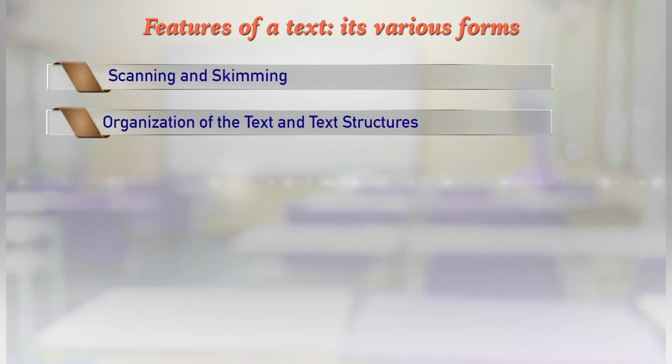We'll also learn about scanning and skimming and how organization of a text works, and also about text structures. We know that all kinds of texts, written or spoken, primarily entail discovering and evaluating information. However, the written word is seminally different from the spoken word. Brown, in his book Teaching by Principles: An Interactive Approach to Language Pedagogy, lists 7 characteristics of written language that differentiate it from the spoken language.